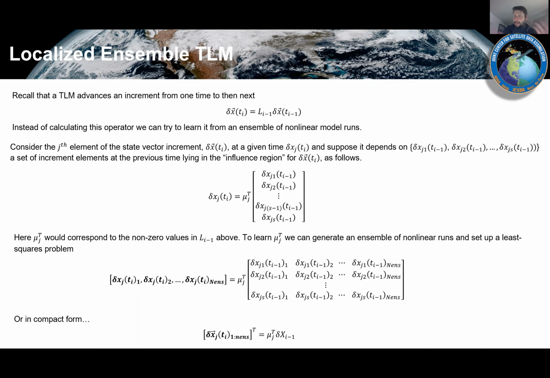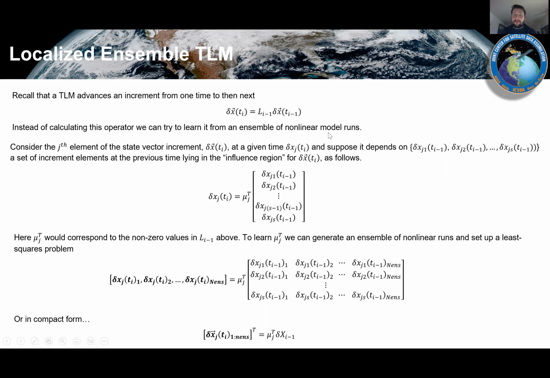So this is where the idea of a hybrid tangent linear comes in, but I think to understand a hybrid tangent linear, it's worth understanding something called a localized ensemble tangent linear, which does not really take any derivatives at all. It's more just a way to learn a matrix that acts like the tangent linear and approximate it. So if we go back to one of the definitions for a tangent linear that we had, it just advances a model increment from one time to the next, right? That's what it does.